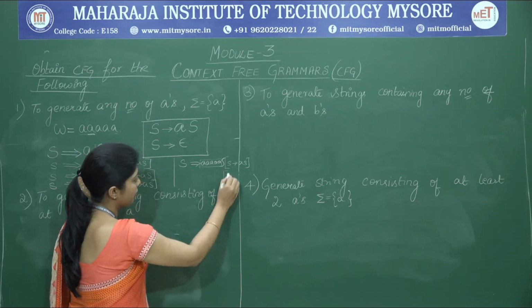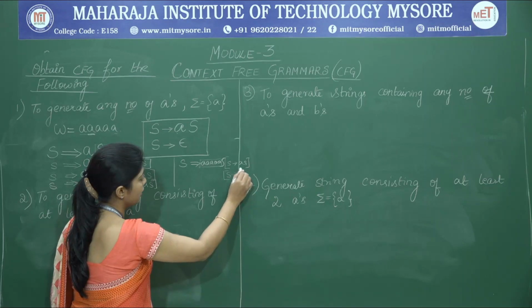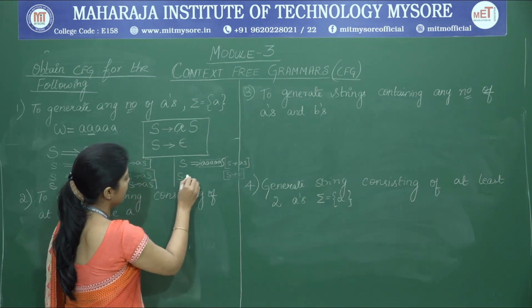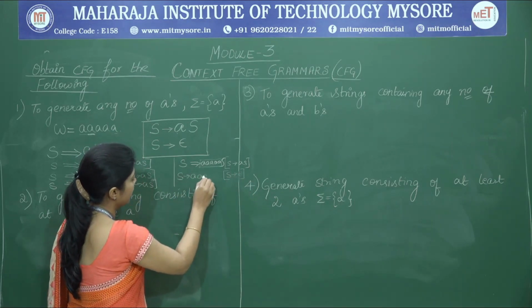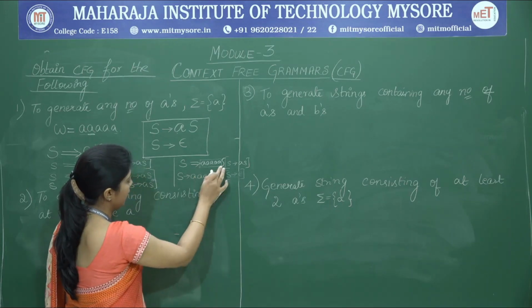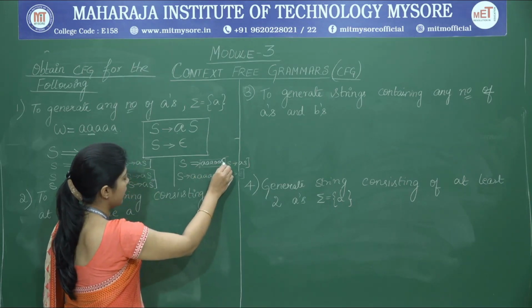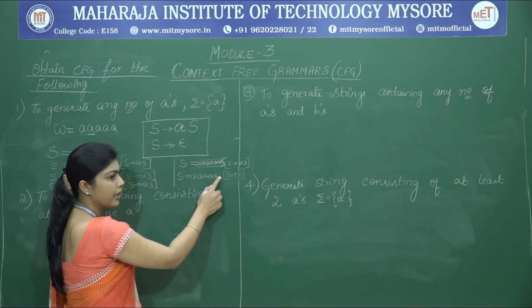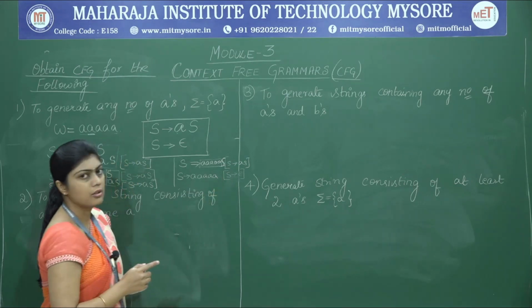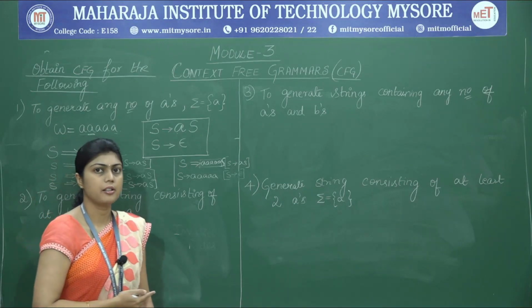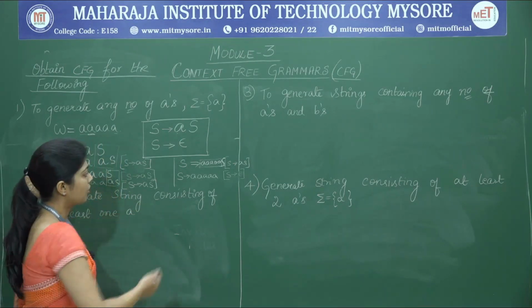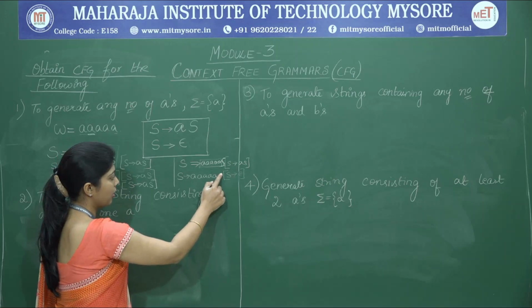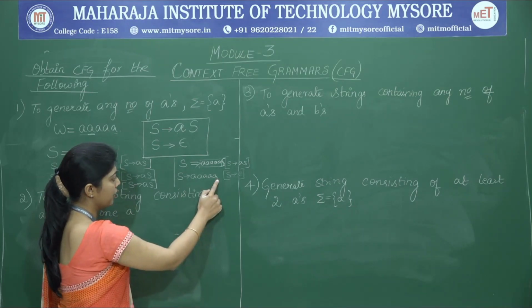So at last we are going to use S goes to epsilon. If I use S goes to epsilon, we will have 5 A's, and in place of this S we have substituted an epsilon. We need not write that explicitly here. It is understood because epsilon is the identity of concatenation. So don't write epsilon here. So we are left with 5 A's.